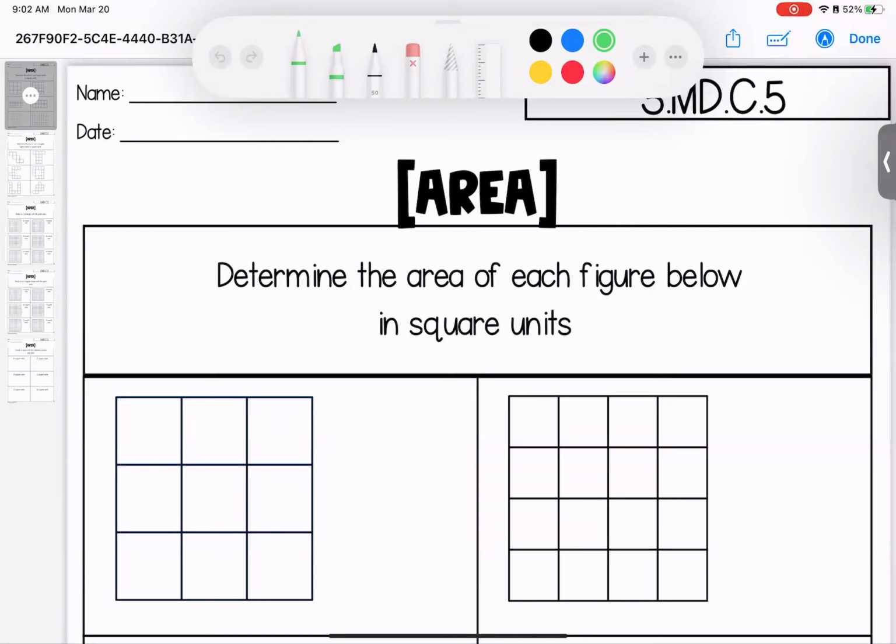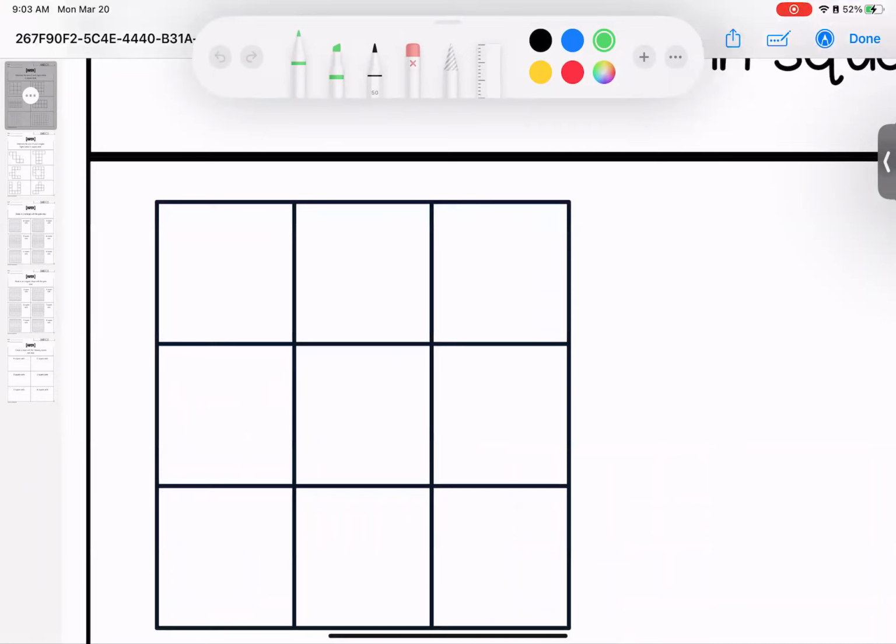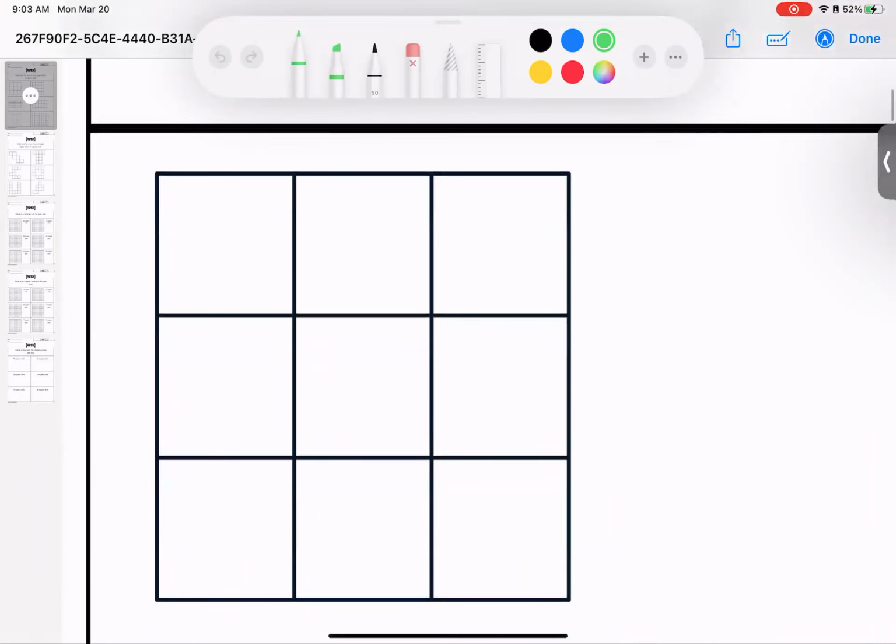Remember, when we're talking about area, we're talking about the inside of the shape, how much space there is on the inside. We use the example of an area rug or the grass in your backyard, they're covering the inside. So for the first set, we are determining the area in square units, which means that we need to count up the squares that are inside.